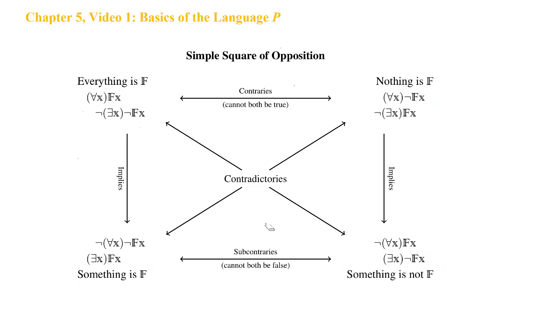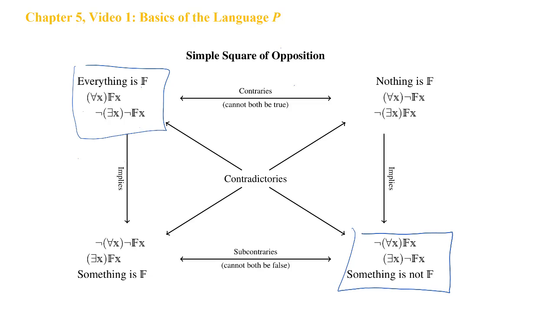Furthermore, we saw that the diagonally opposite corners are contradictories. They're saying the exact opposite. For example, if the form up in this corner is true, everything is F, then it must be false that something is not F, and vice versa.